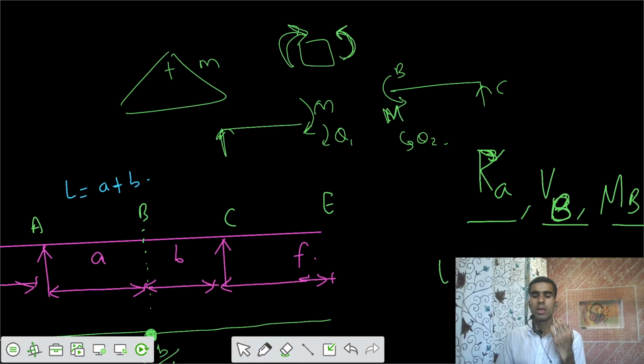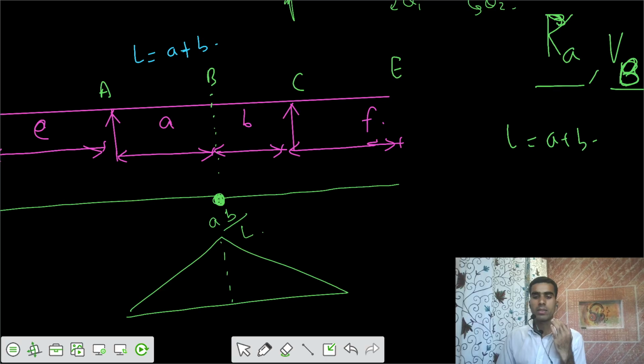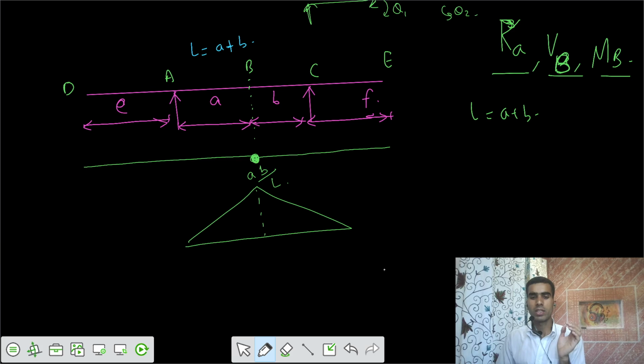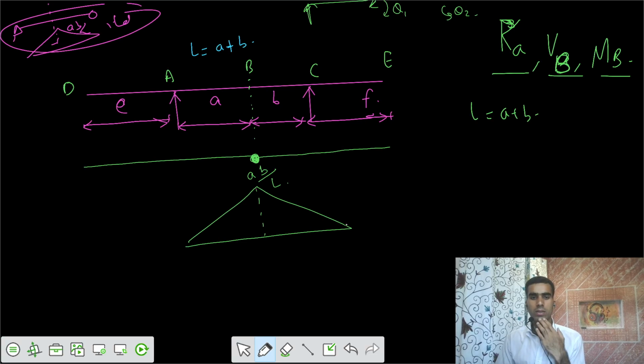Then when you do a little bit of practice, you directly calculate those values. You already know what the nature is. If this is your simply supported beam, and you want to know the moment here, directly you can say the ILD would be AB by L for this one. So this is the ordinate.